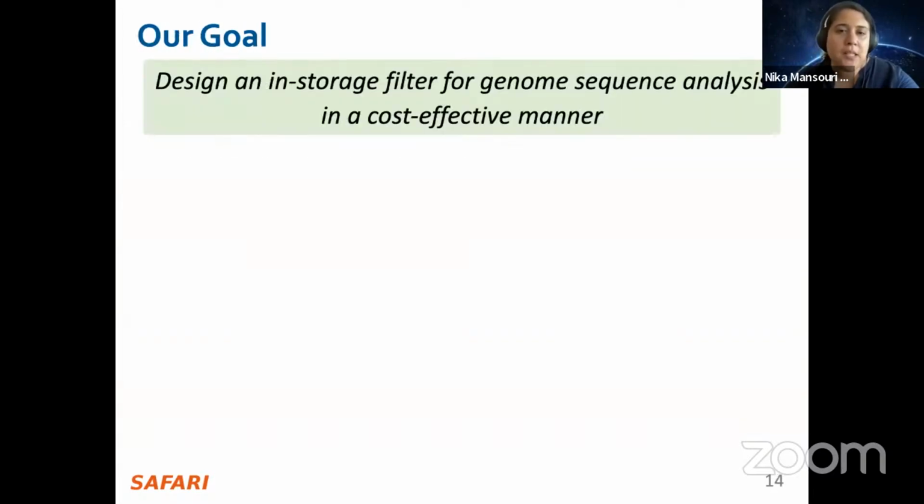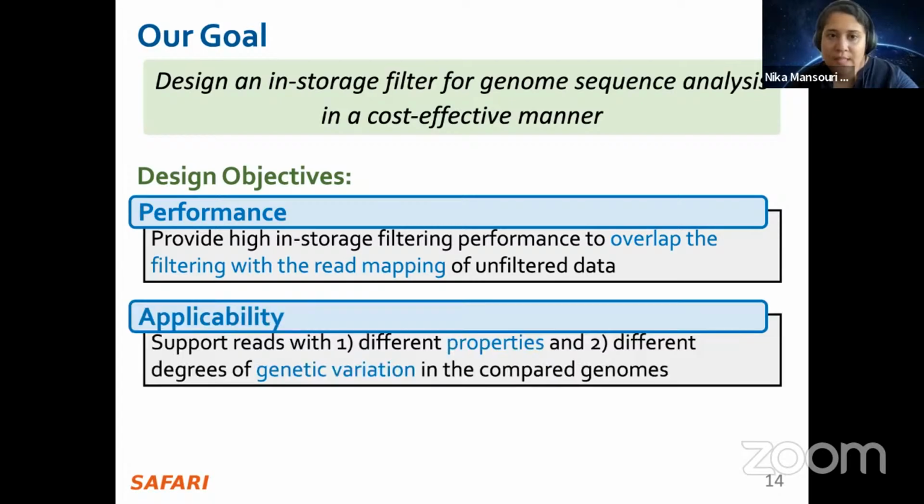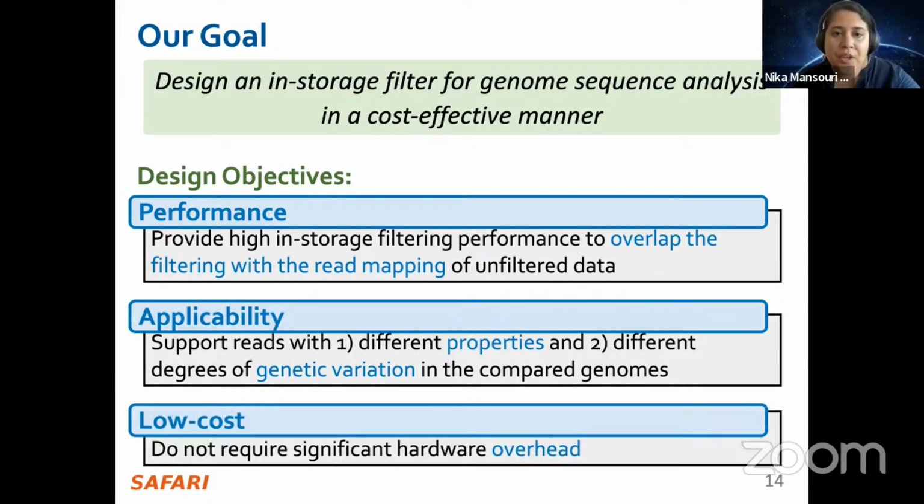So motivated by these observations, our goal is to design an in-storage filter for genome sequence analysis in a cost-effective manner. We have three key objectives in designing our new system. First, the system should provide high in-storage filtering performance to overlap the filtering with the read mapping of unfiltered data. Second, the design should support reads with different properties and different degrees of genetic variation. And third, it should not require significant additional hardware overhead inside the SSD.